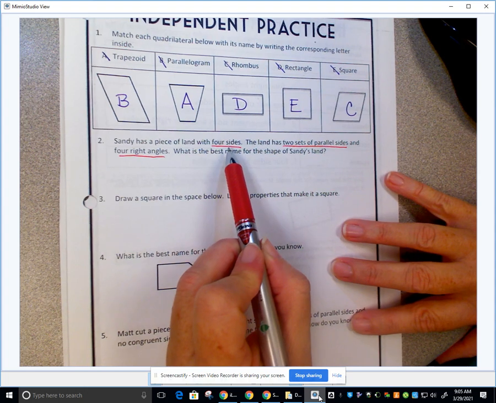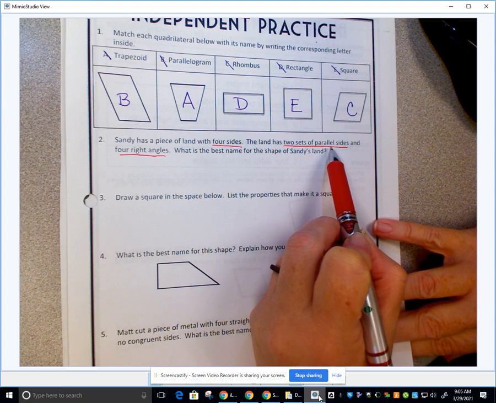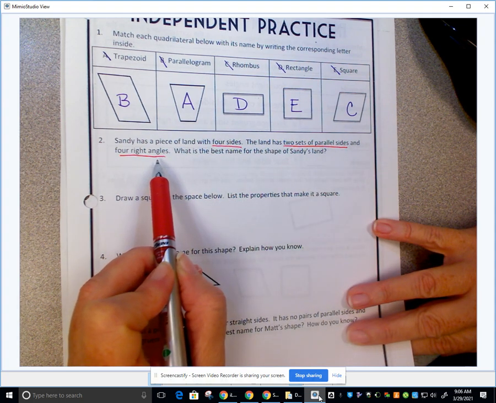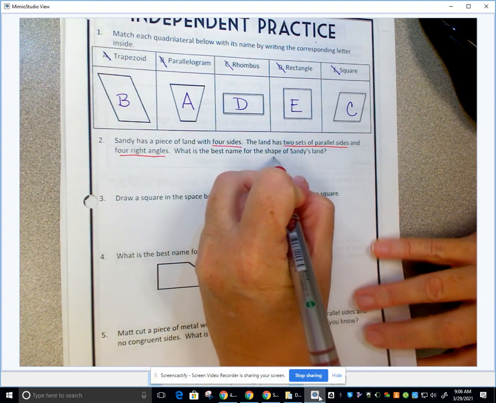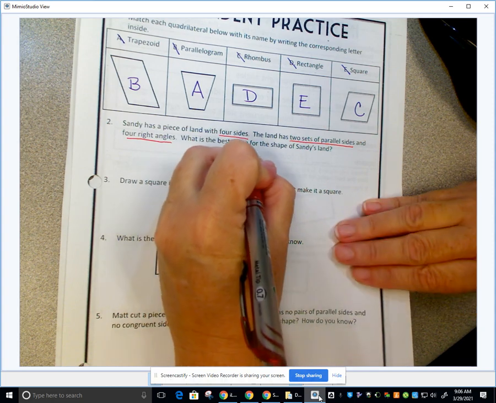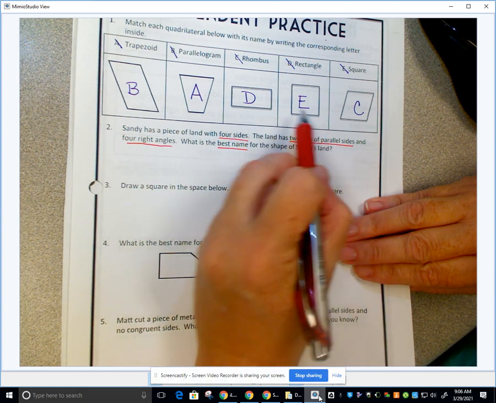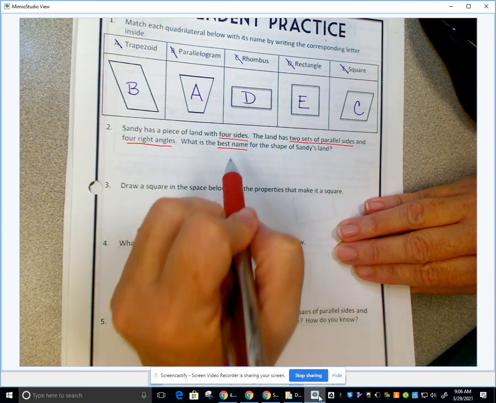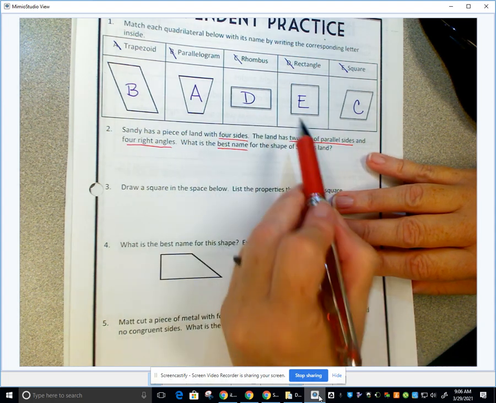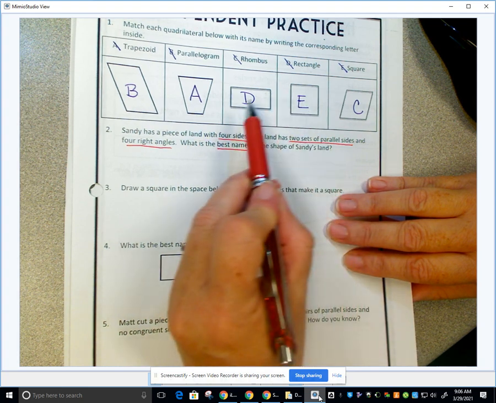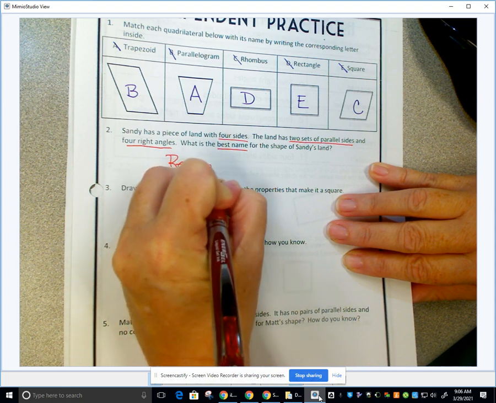So it's got 4 sides, which makes it a quadrilateral. It's got 2 sets of parallel sides, which makes it a parallelogram. And it has 4 right angles. So we're looking for a parallelogram with 4 right angles. What is the best name for the shape of her land? Now, if it's got 4 right angles, it could be a square or a rectangle. Since it didn't say that all sides were congruent, I can't call it a square. So I'm going to have to call it a rectangle. A rectangle.